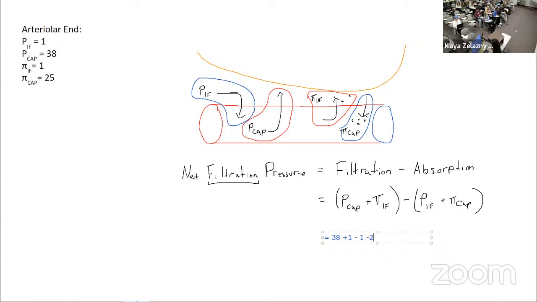So subtracting 25. Okay. And somebody want to do that math out for me? I'll do it myself. I like writing down math. I realize that's easy math. Okay, so we got about 13 here, right? Everybody else got that? Yes. Okay, great. All right, so that would be our total net filtration pressure in this situation. Okay, so that's how we're going to do these calculations as we move forward. So next time we'll practice with the venous end.